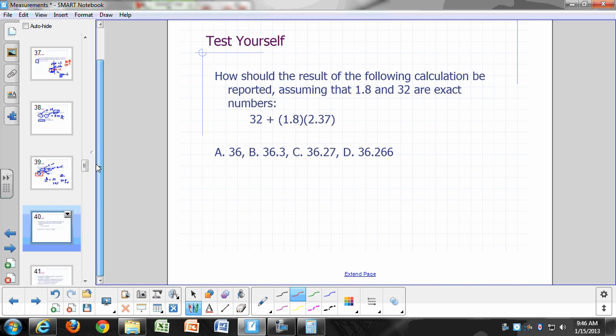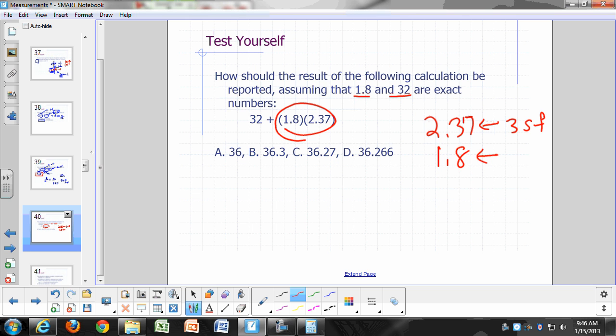Let's do this multi-step calculation. How should we round up the answer? Well, let's do the multiplication first. According to this, treat the numbers 1.8 and 32 as exact. So 2.37 has 3 sig figs. Multiplied by 1.8, this is an exact number, so you have an infinite number of sig figs. So the answer should have only 3 sig figs.